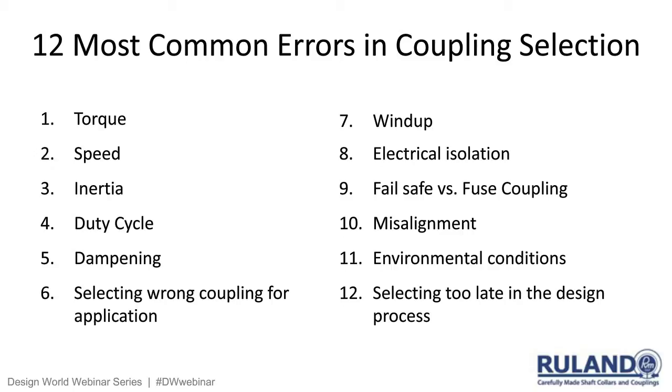And again, any of the factors that we're going to talk about can lead you down the wrong road and into choosing the wrong type of coupling. And we'll review the factors. Number 7, wind up. We'll cover what wind up is a little later in a few more slides. But again, it's a factor, and wind up can cause positioning error. It's another factor to be considered.